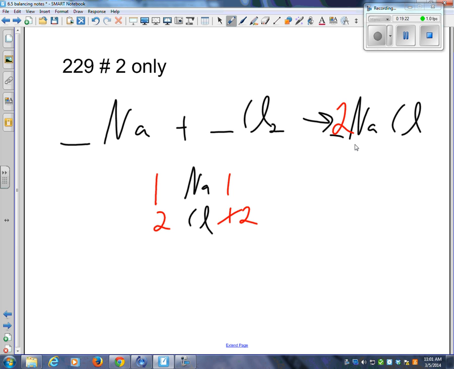Now my Nas are bad, right? I now have 2 over on the right. I got to make the one on the left bigger. How do I do that? I got to make it a 2. Put a 2. 2 Nas, 2 Nas. 2 Cl's, 2 Cl's. Done. Make sense? Can you do another one? Absolutely.